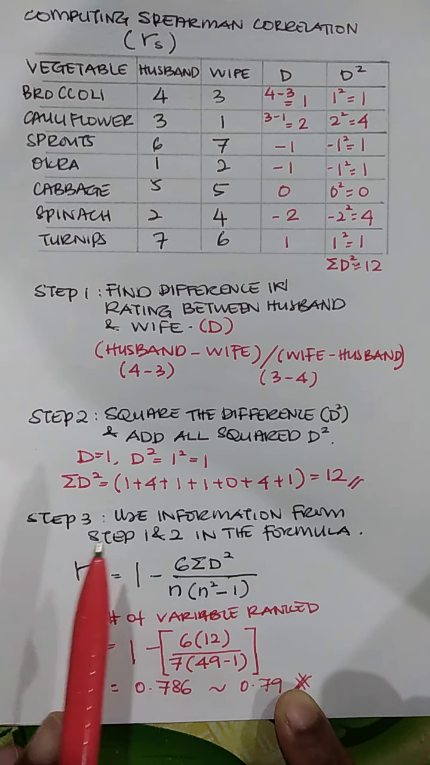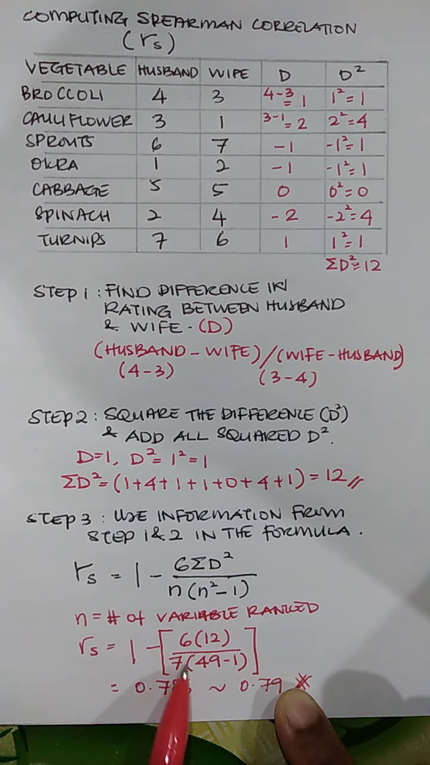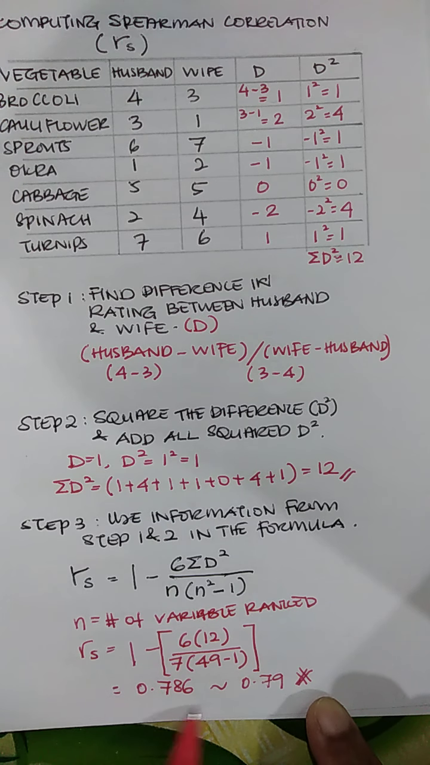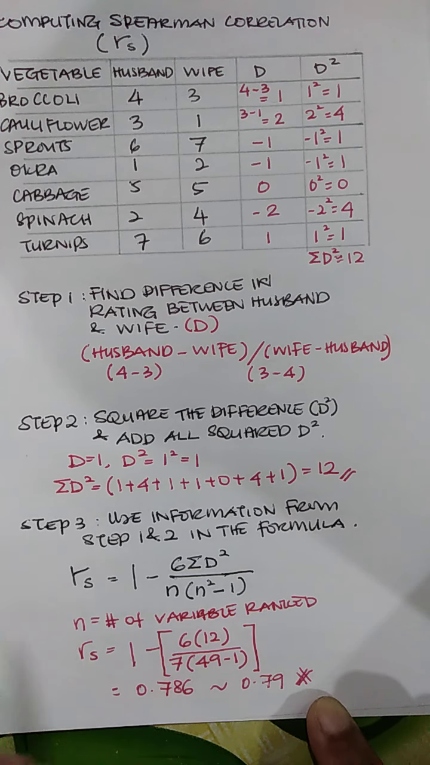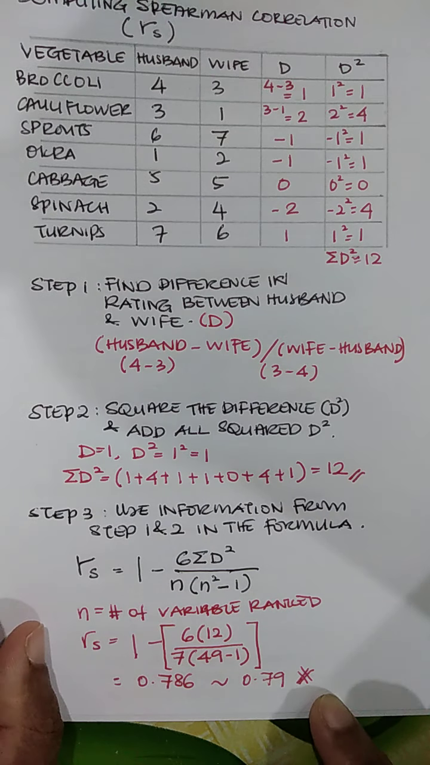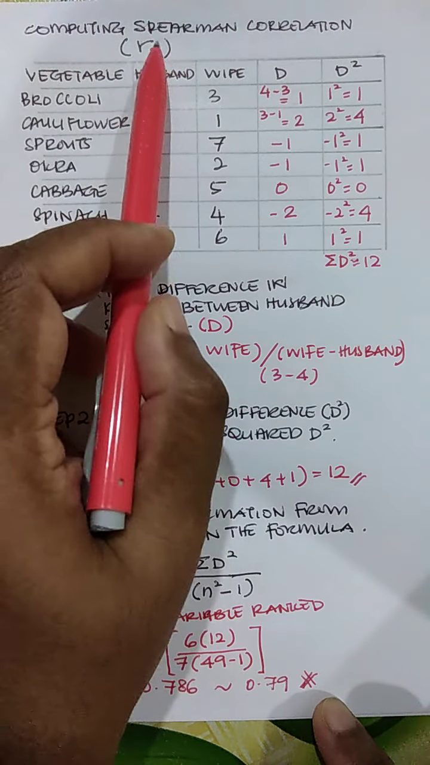So when you put the information from steps 1 and 2 into the formula, it becomes 1 minus 6 times the sum of d squared, 12, divided by 7, the number of cases, multiplied by 7 squared, 49, minus 1. When you solve this and subtract it, you get 0.86. Round it up to 0.79. So that is your Spearman correlation coefficient r. That is just your r value.